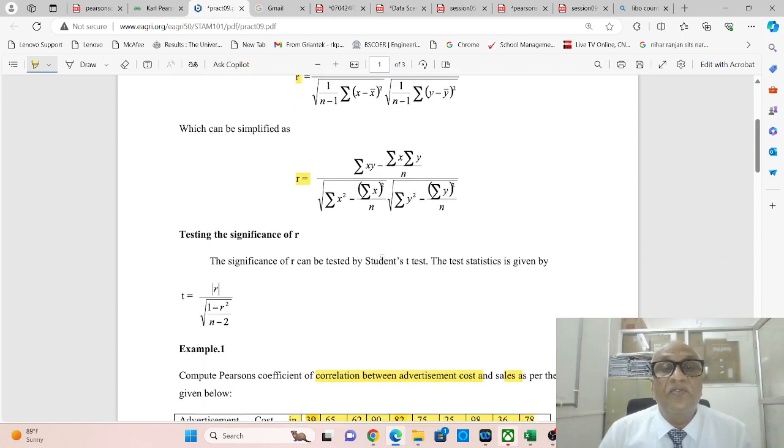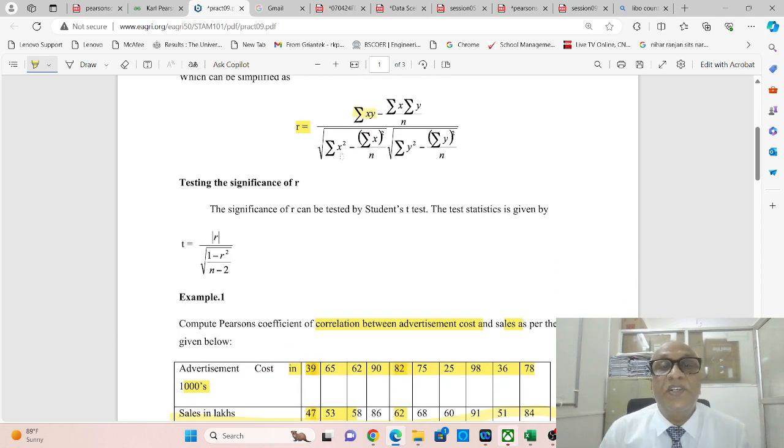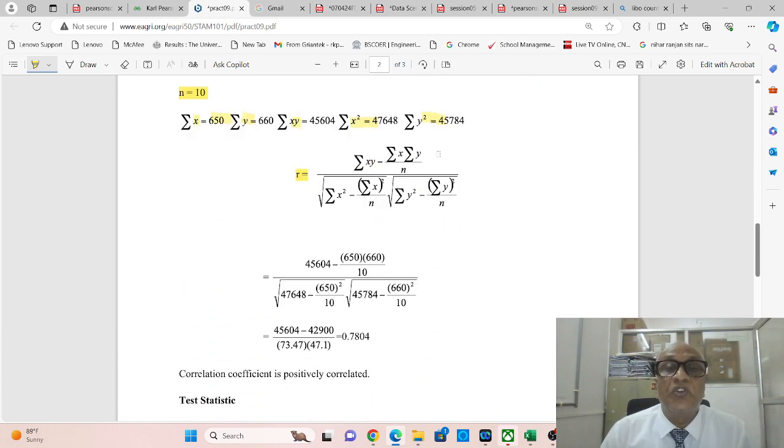Where is the Pearson's correlation coefficient formula? This is it. So take summation of xy minus summation of x into summation of y divided by n, and in n value is 10. So divided by square root of summation of x square minus summation of x square by n, square root of again summation of y square minus summation of y square by n. So I will be taking summation of xy, which is 4 5 is 604, summation of x, which is 650, summation of y, which is 660, then divided by n. The value of n is 10, so that is 10.